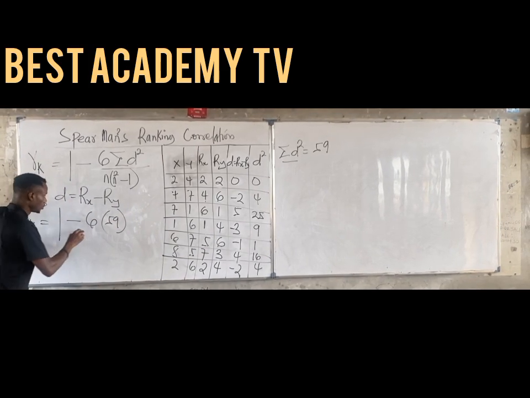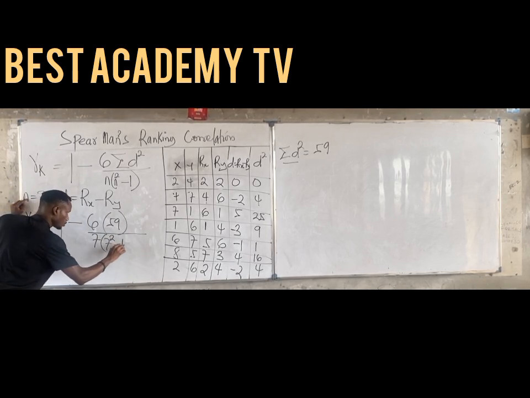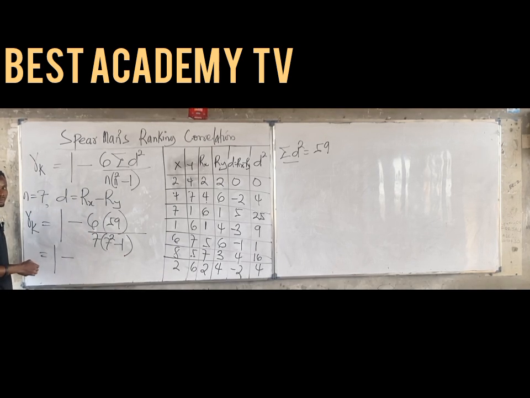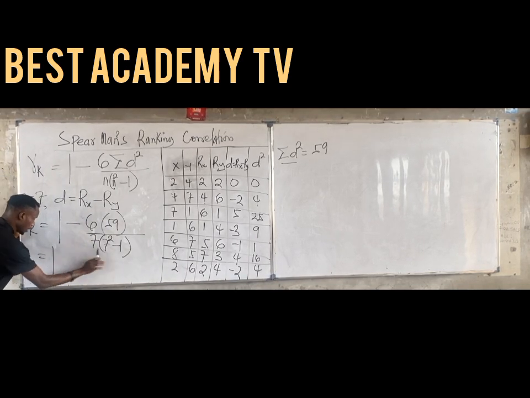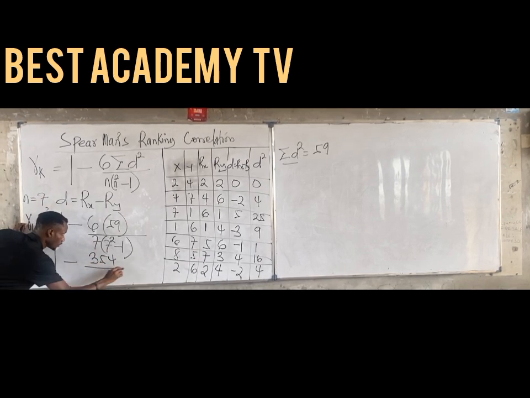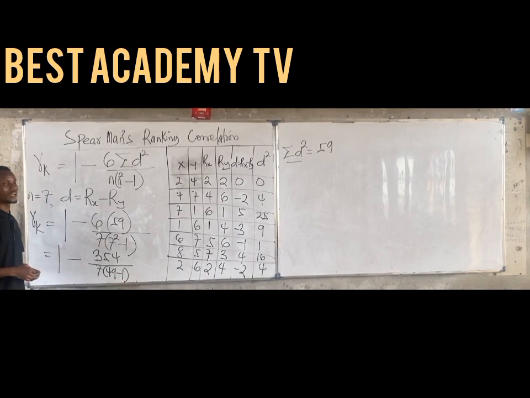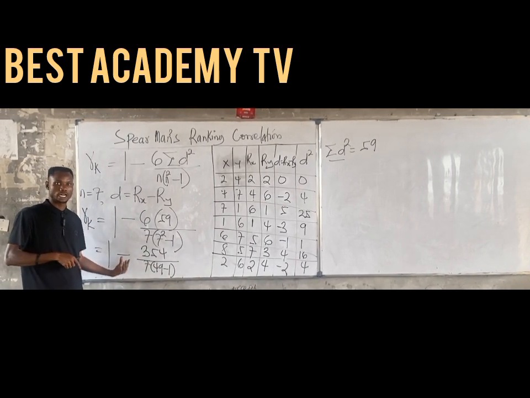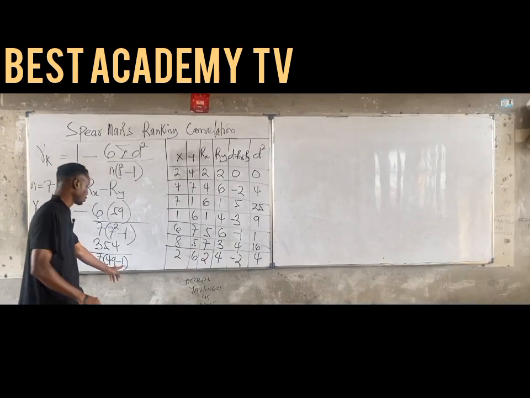Over n, which is what? 7 into 7 squared minus 1. So let's solve this. This will be equal to 1 minus 6 times 59. Let's get the answer, please. 6 times 59. 6 times 59. We are going to have this to be 354 over 7 into 49 minus 1. In mathematics, for you to simplify anything that is in a bracket, simplify the one inside the bracket first, before the outside. So 49 minus 1 is what? 48, right? So it's obviously 48.